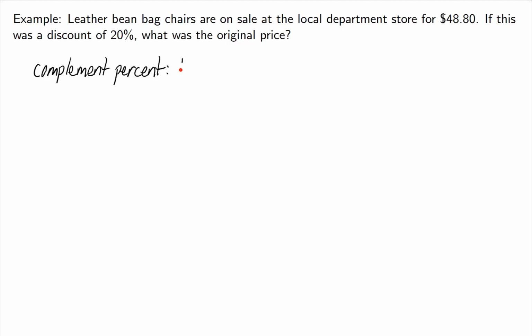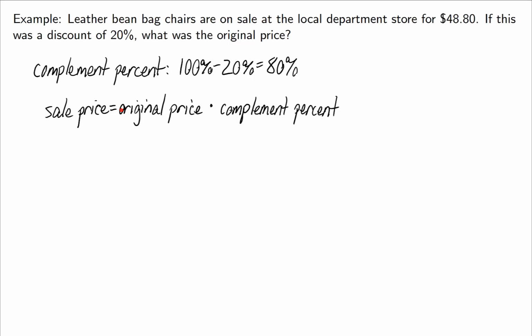The complement percent would be the 100% minus the 20%, and you'll notice you get 80% remains after the 20% was taken off. Now let's take a look at the formula again. The sale price is equal to the original price times the complement percent. Let's put this in. The sale price was given to be $48.80. The original price is unknown. Let's call it X. And the complement percent is 80%, which I'll write as 0.80.